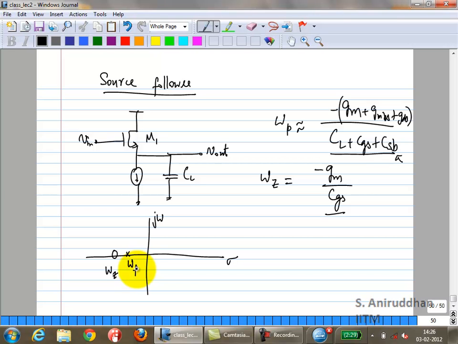What will happen to the pole? The pole will also move. Well and good. Will they move by the same amounts? The zero will move actually much more because that has only CGS. In the other case it has CL plus CGS plus so on. So if you add enough CF, you can move these by different amounts, bring them right on top of each other, and you can cancel the two.